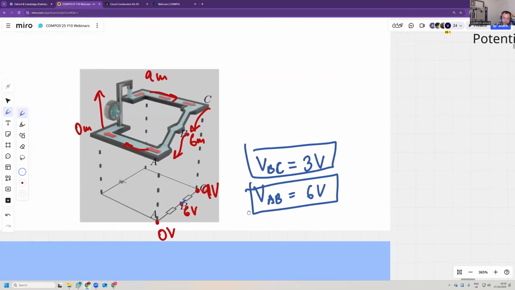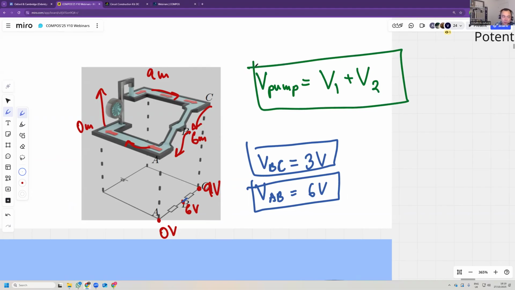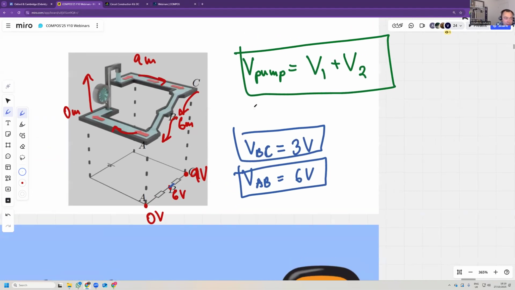Now, you can see that if you're thinking of the height, it will always be true that the voltage on the pump is equal to the voltage on the first resistor plus the voltage on the second resistor. This will always be true. And the same also that the current, the amount of water going through the pump, is exactly the same as the amount of water going through this. Current on the pump is equal to current 1, and it's the same as current 2.